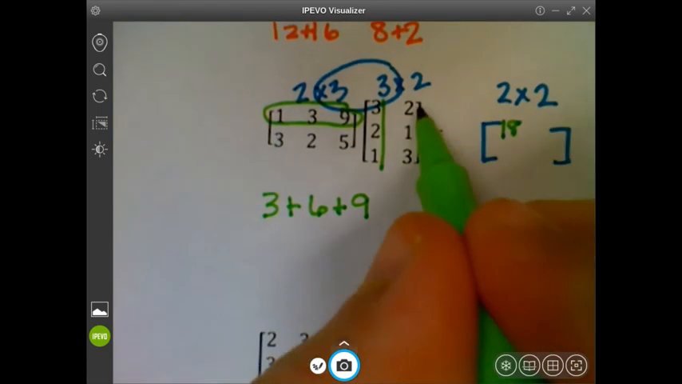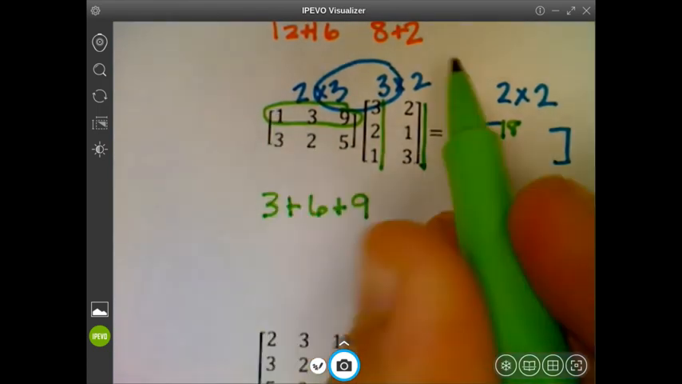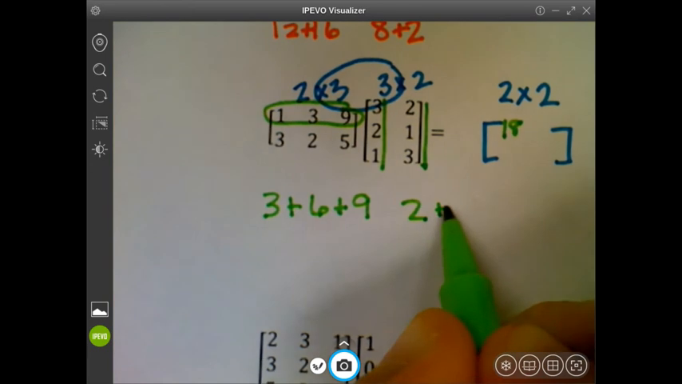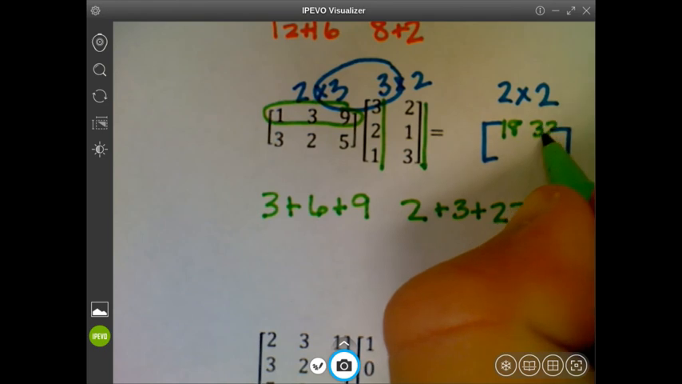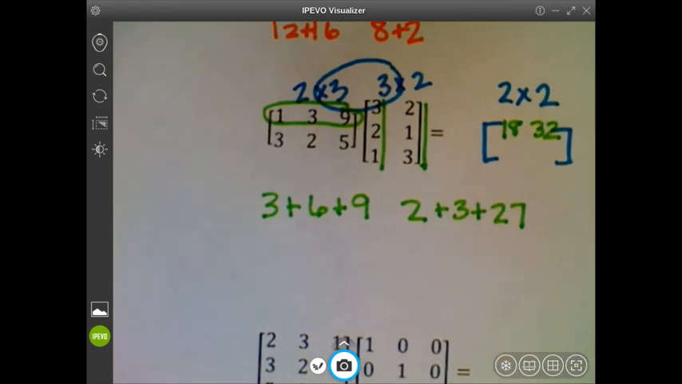And then do the same row, but now by the second column. So now we'll have 2, 3, and 27. So that's what, 32. So that next number is 32.